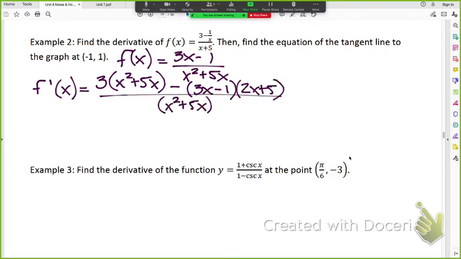Now, if I was asking you to find that derivative, and that's your final answer, then I would have to simplify the top. I would not FOIL out the bottom. I would just simplify the top. That's going to give me 3x squared plus 15x.